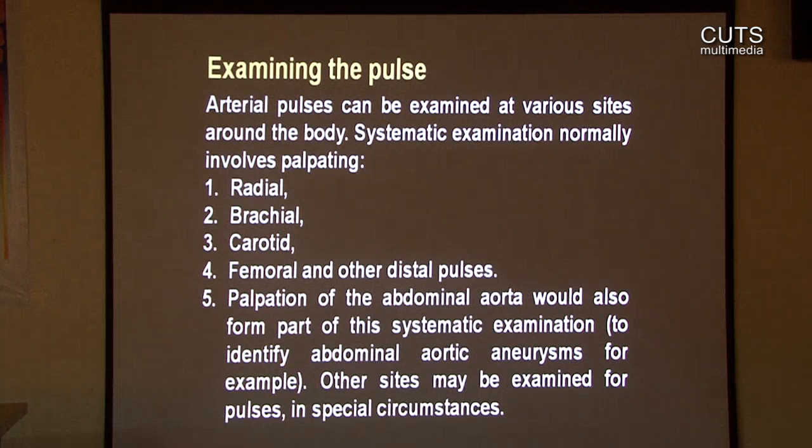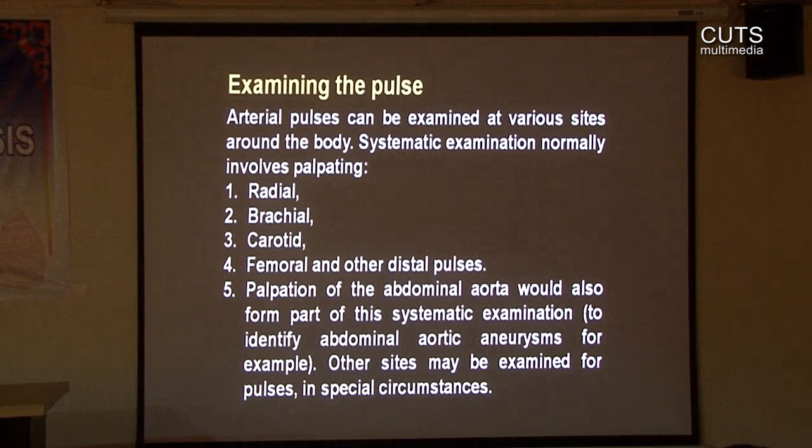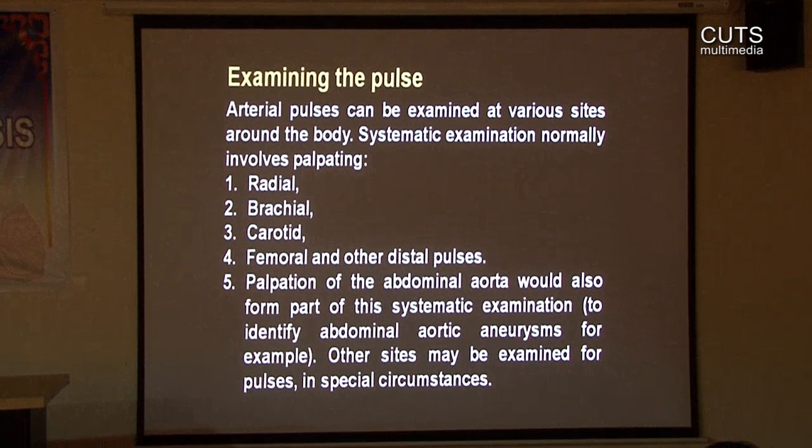Now where do we see these pulses? Mostly we see the pulse as the radial pulse. We also see the brachial pulse. We also see the carotid pulse. We also see the femoral pulse and distal pulses. We also see the abdominal aorta pulse. But this is for further diagnosing particular diseases. So when we go further and become a pulse physician or a pulse specialist, we have a wide range of pulse examination and diagnosis.